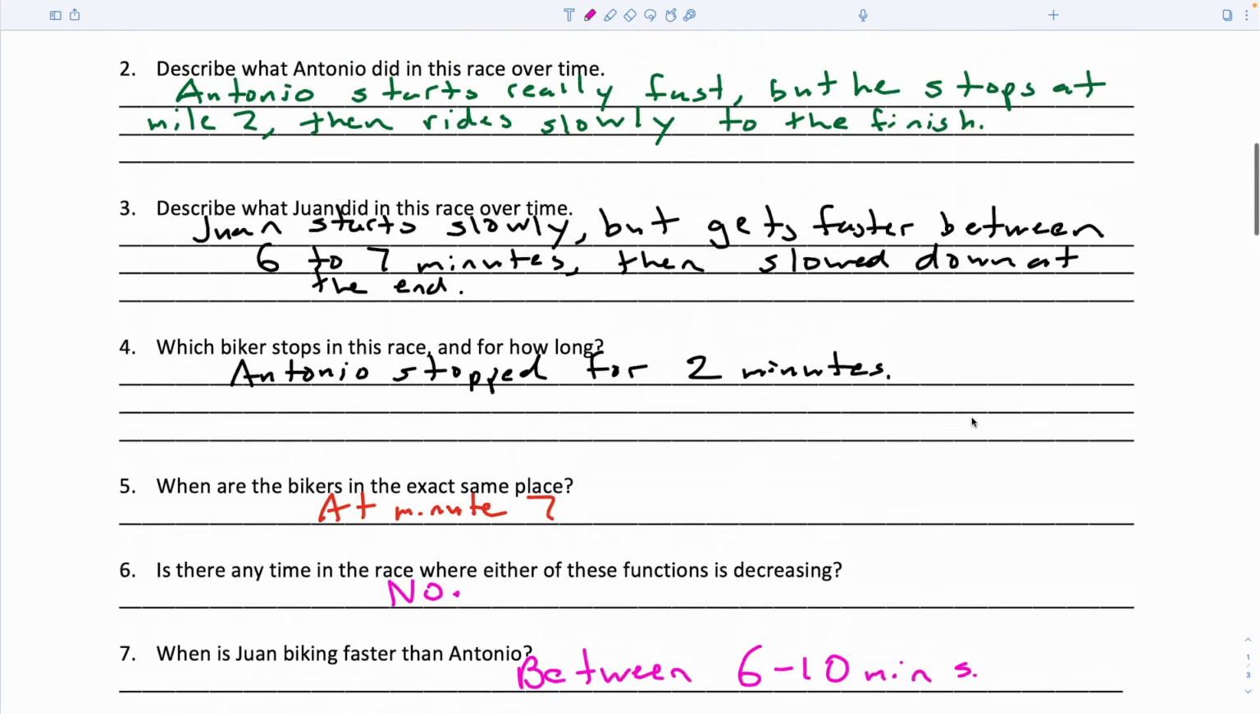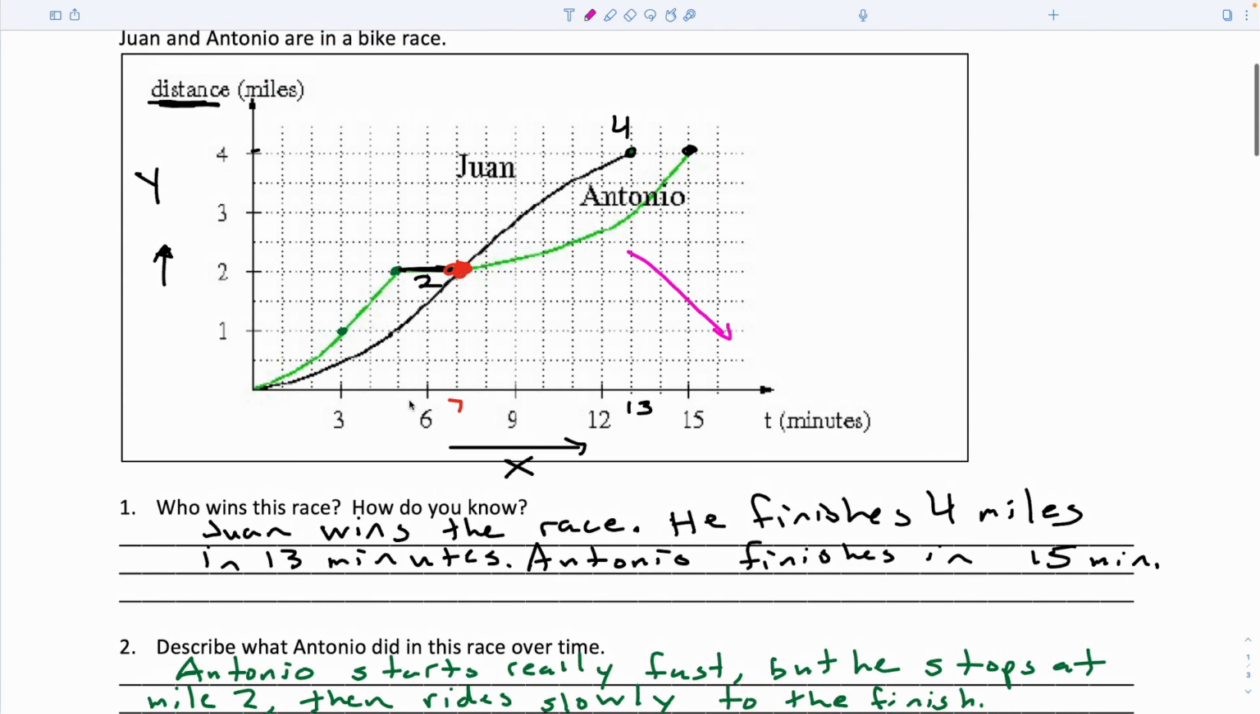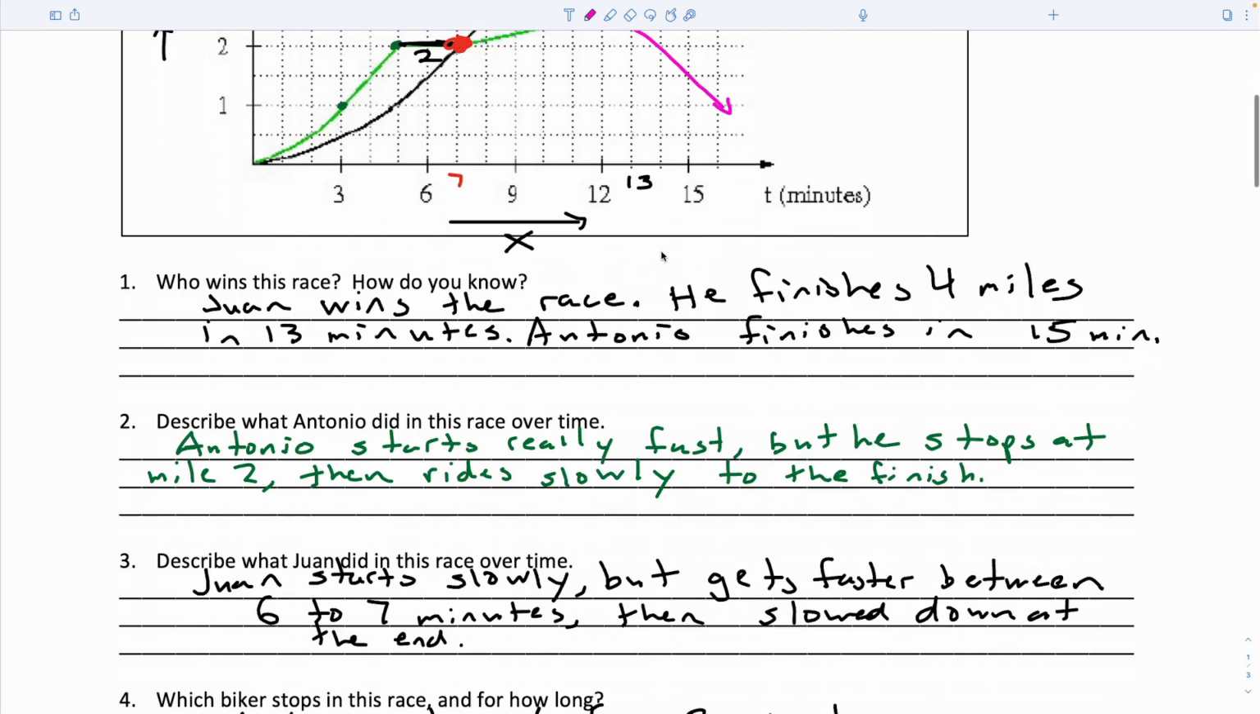And when is Antonio biking faster? Antonio starts really strong between minutes 1 to 5. And he's also actually biking faster probably at minute 12 and 15 because Juan is stopped. So let's say 1 to 5, 12 to 15.